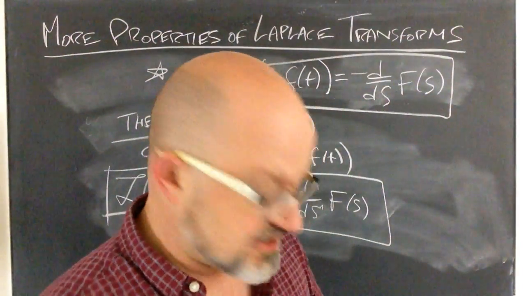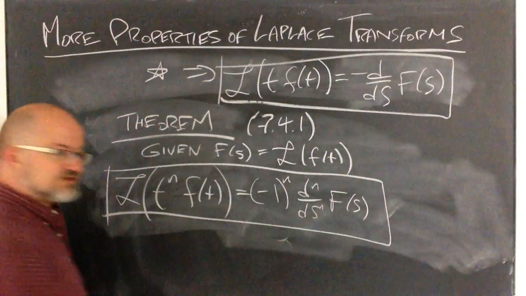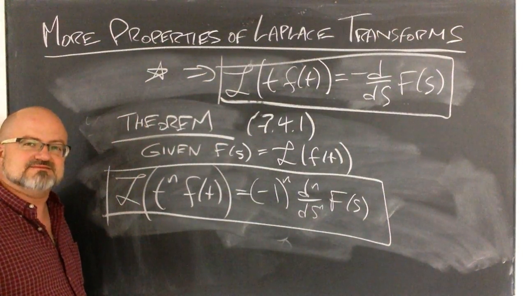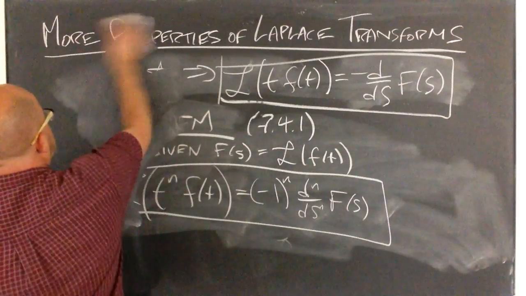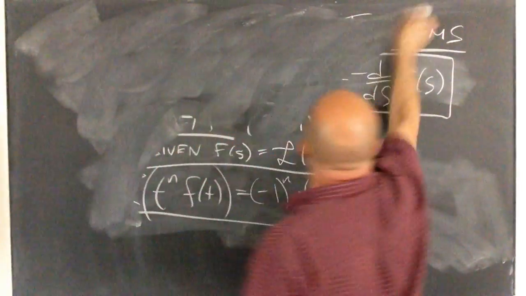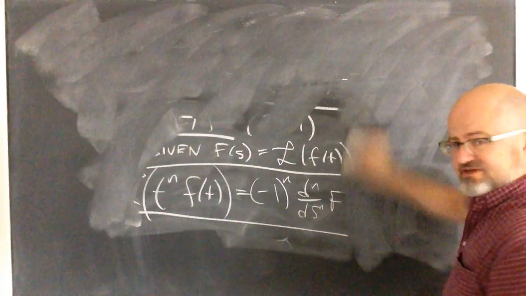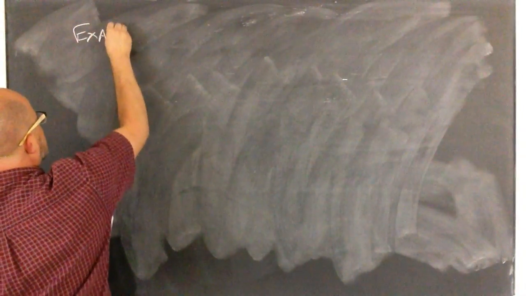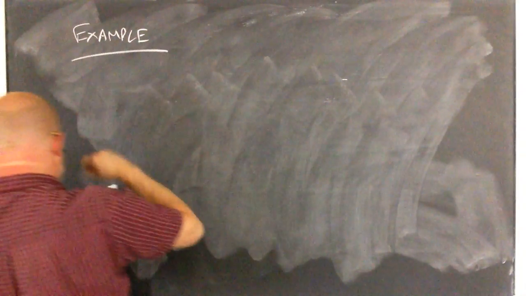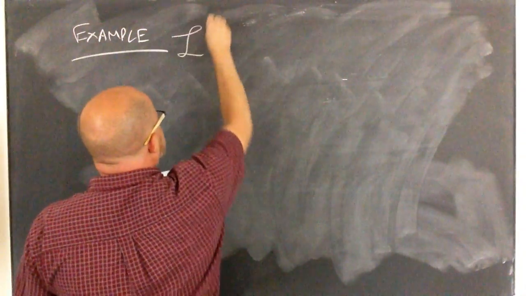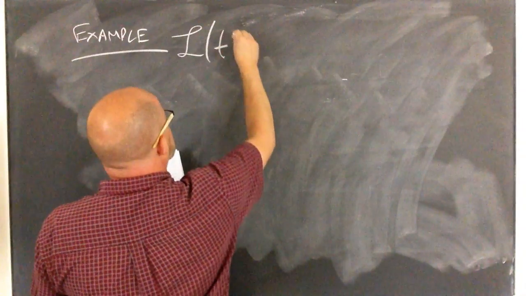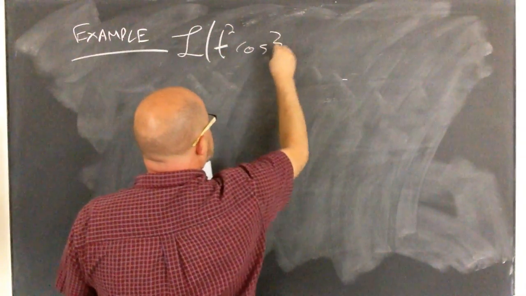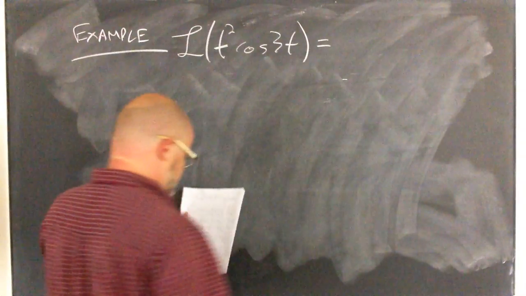Okay, so let me give you an example of how it might be useful. First let me step back, take a picture of that. How is this useful? Well, once again, the way we take Laplace transforms, or even their inverses, is using these tables. So let's say, as an example, we wanted to take the Laplace transform of t squared times cosine of 3t. Right?